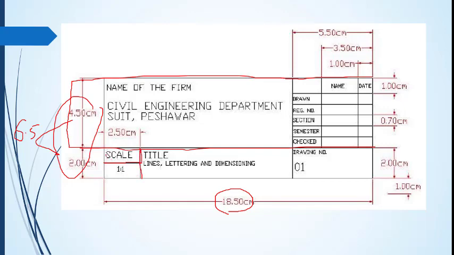That is, the first one is scale and the other one is the ratio of the scale, at which kind of scale is used, whether it is a reducing, enlarging, or same size or full size scale. The dimension here should be kept 1 centimeter for each.